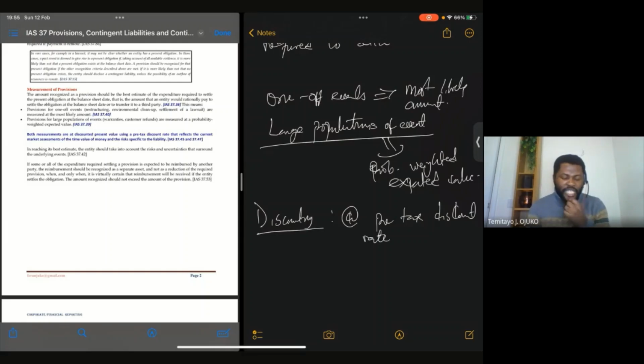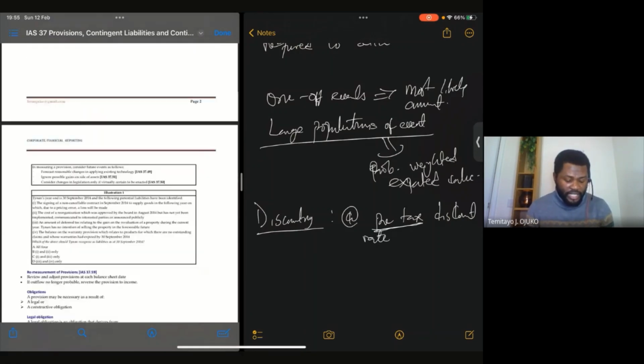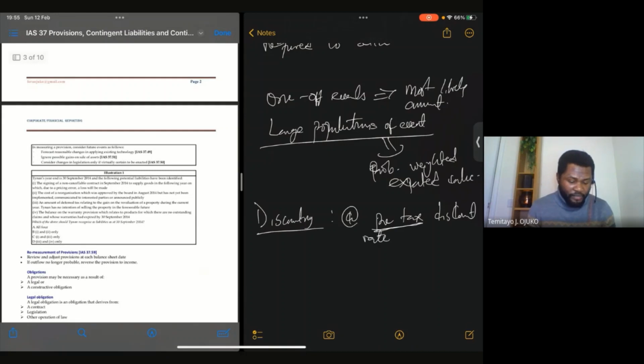Now, most especially if the impact of discounting is material. If the impact of discounting is not material, then you might not need to discount. But if the impact of discounting is going to be material, then it should be discounted at pre-tax, not post-tax. Okay. I think that is about that.